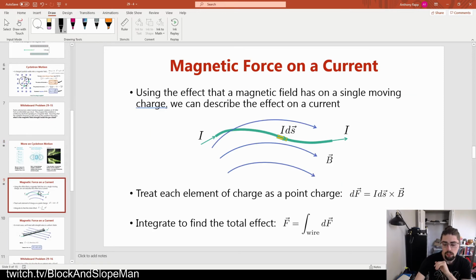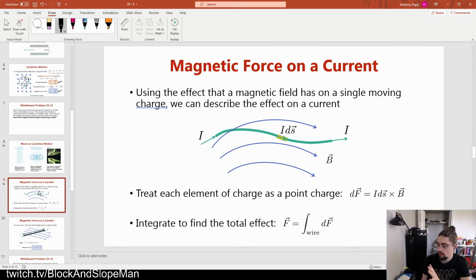So let's scale this up a little bit. Let's no longer just think about one single particle experiencing a magnetic force. Let's think about what happens if a lot of particles start to experience a magnetic force, right? And the way that we're generally going to do that, it should come as no surprise, is to think about current going through wires that are going to be experiencing a magnetic force.